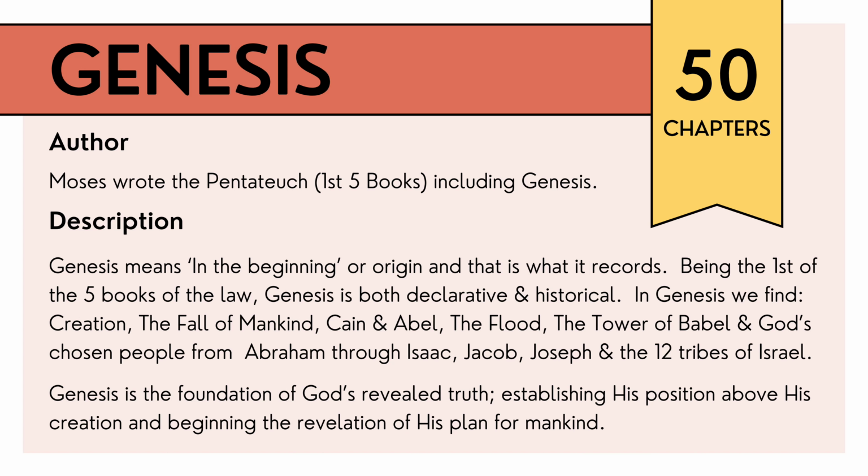Abraham rose early in the morning and saddled his donkey, and took 2 of his young men with him, and Isaac his son. He split the wood for the burnt offering, and rose up, and went to the place of which God had told him. On the 3rd day Abraham lifted up his eyes, and saw the place far off. Abraham said to his young men, "Stay here with the donkey. The boy and I will go over there. We will worship and come back to you."